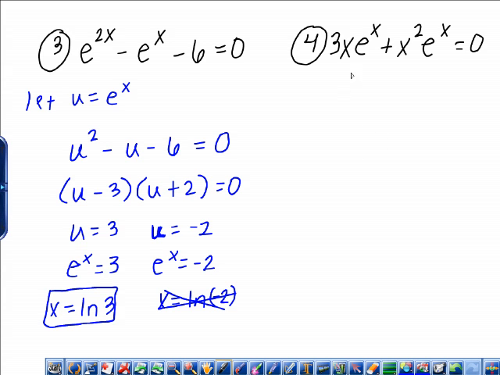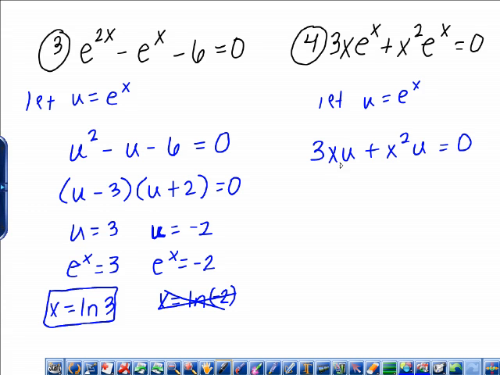All right, the next one is going to be very similar. We're also going to let u be equal to e to the x. Okay, so I'm going to have 3xu plus x squared u equals 0. Now obviously both of these were nice because they equaled 0. If they didn't equal 0, we knew we were probably going to have to factor and make that happen, which we've already practiced in previous chapters.